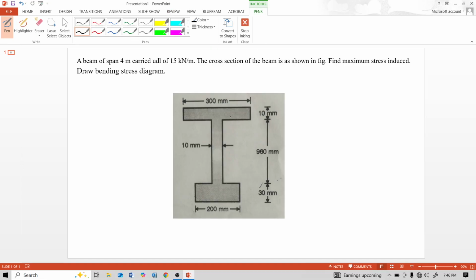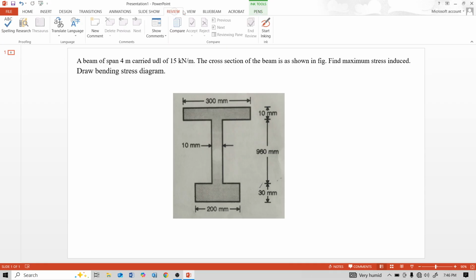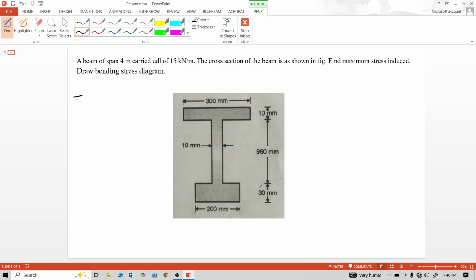See this cross section. Top flange side 300 mm, bottom flange side 200 mm. Web height 960 mm, web thickness 10 mm, top flange thickness 10 mm, bottom flange thickness 30 mm, and length of this beam is 4 meter. Write the given data. Length of beam is equal to 4 meter. Carries uniformly distributed load UDL is equal to 15 kilonewton per meter.